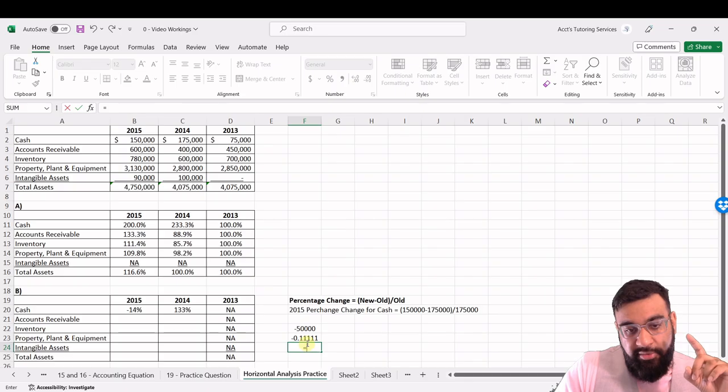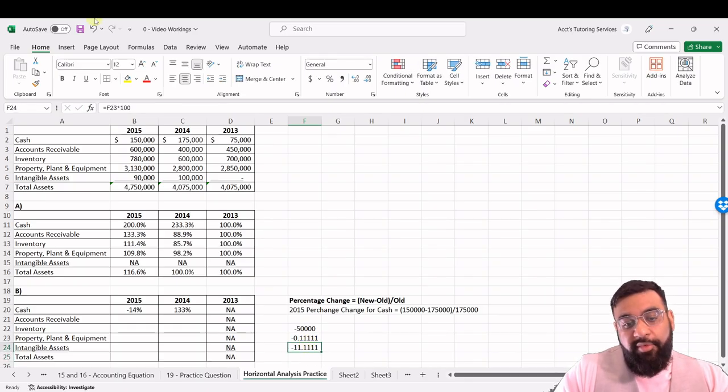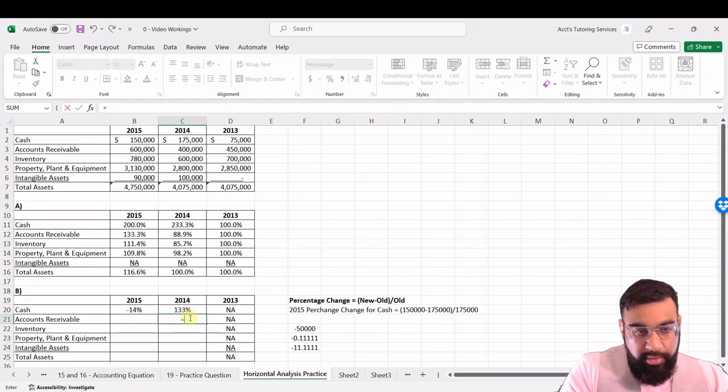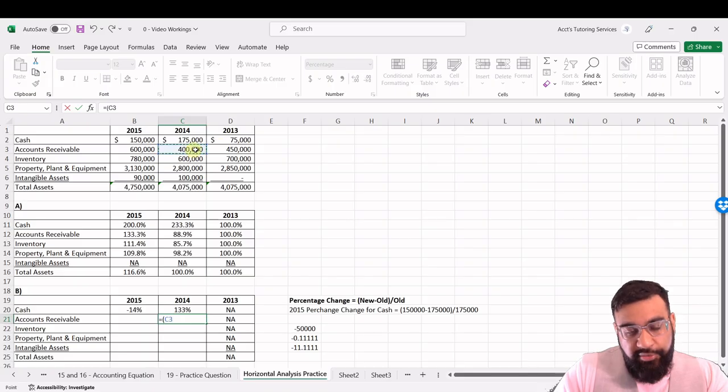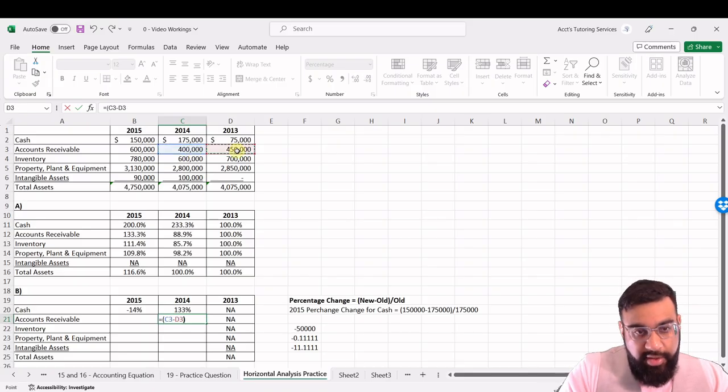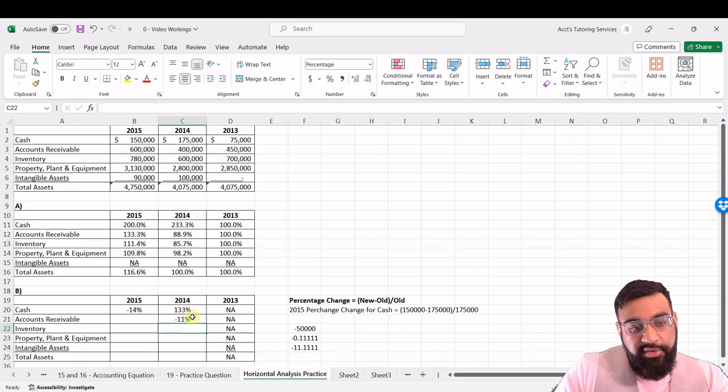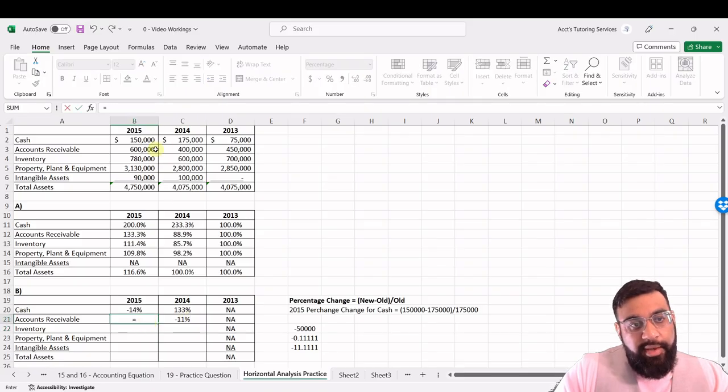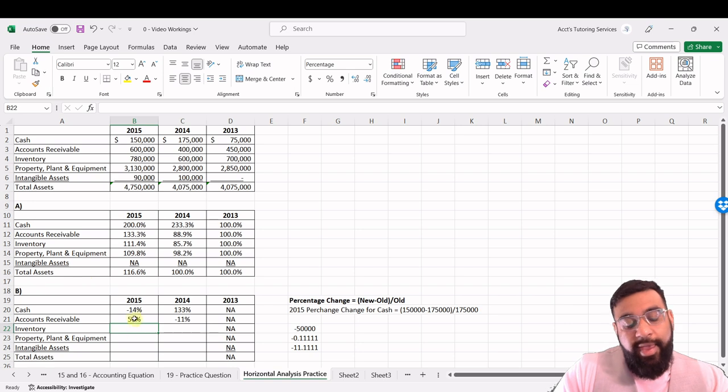Then I'm going to multiply this by 100 to arrive at negative 11.11%. So 400,000 minus 450,000 divided by 450,000 is a negative 11%. Then I'm going to do 600,000 minus 400,000 divided by 400,000, which is 50%. And you just run the same formula all the way across.